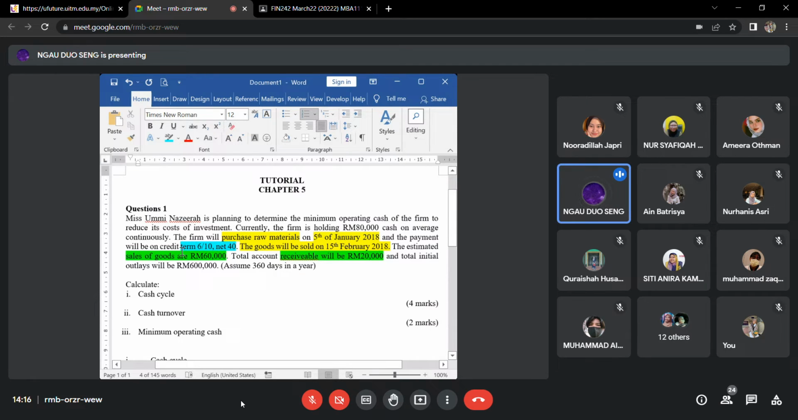So net term 6/10 net 40. So adalah 40 average payment. This one we straight away ambil bayaran adalah hari ke-40, 40. So we have average payment period 40 days.